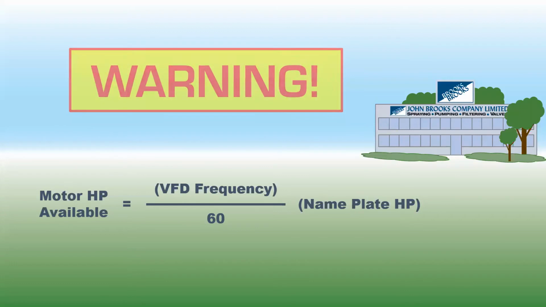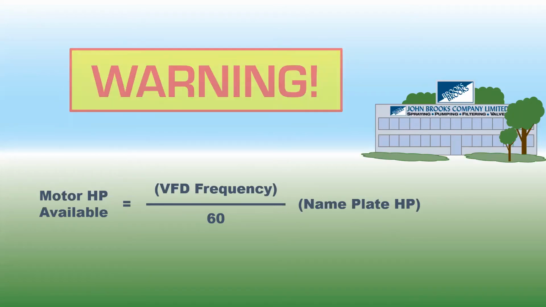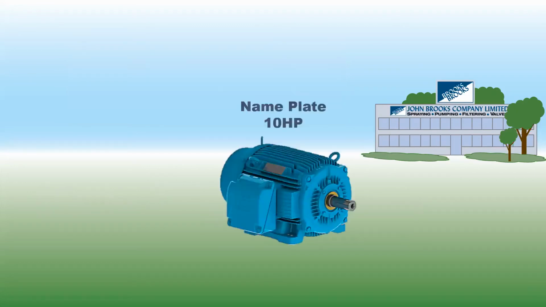This is so crucial. And if you miss this, you will pay for a while. Motor horsepower available is equal to the VFD frequency, or whatever frequency we are feeding the motor, divided by 60, times the nameplate horsepower. And right here, I will let Adrian take this away.